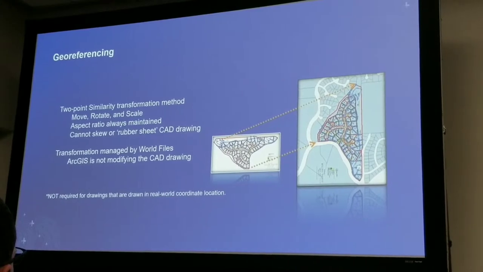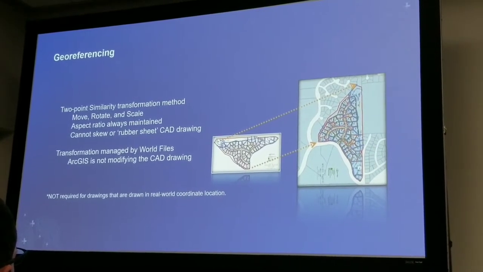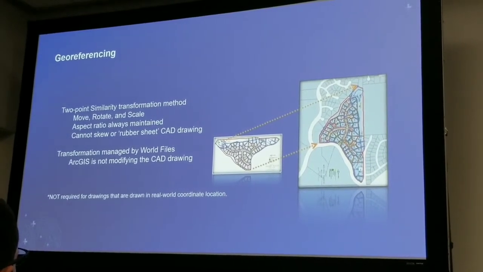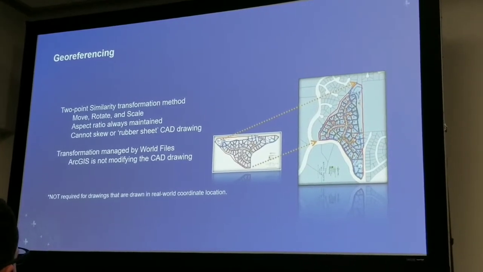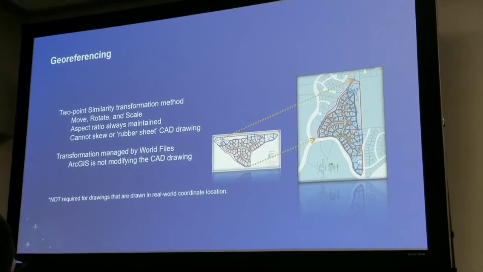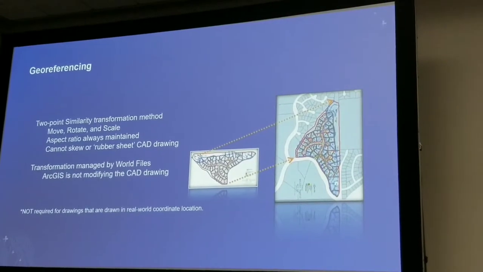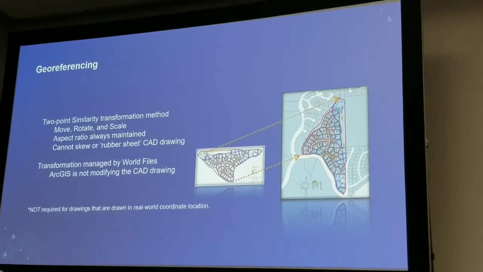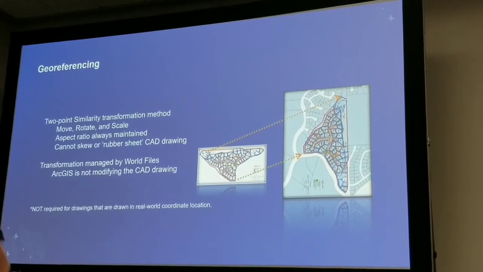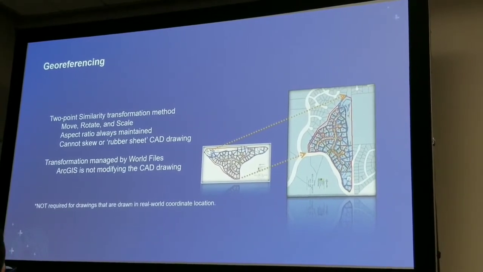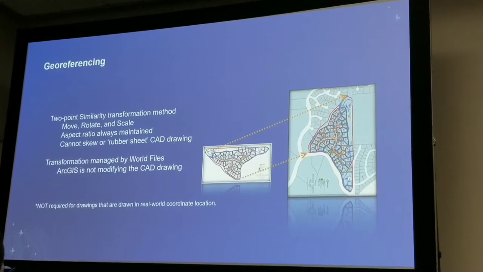The other thing I want to mention is that when we do georeferencing, it's important to understand that we use a two-point similarity transformation method. What that really means is we're not going to change the aspect ratio of the curves. The idea is we're going to scale it and make sure that the aspect ratio doesn't change.